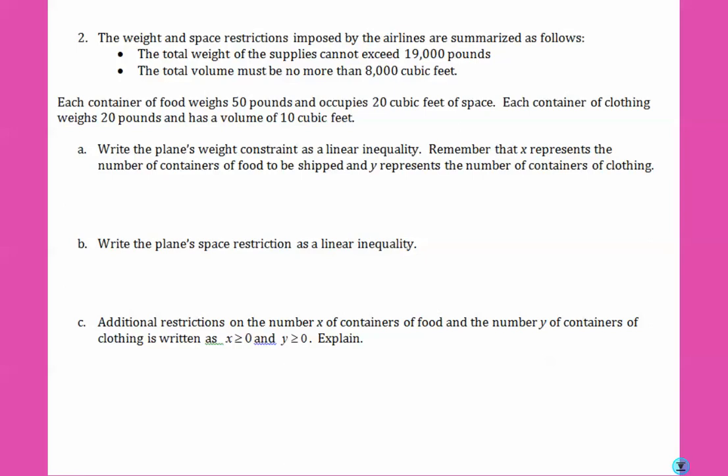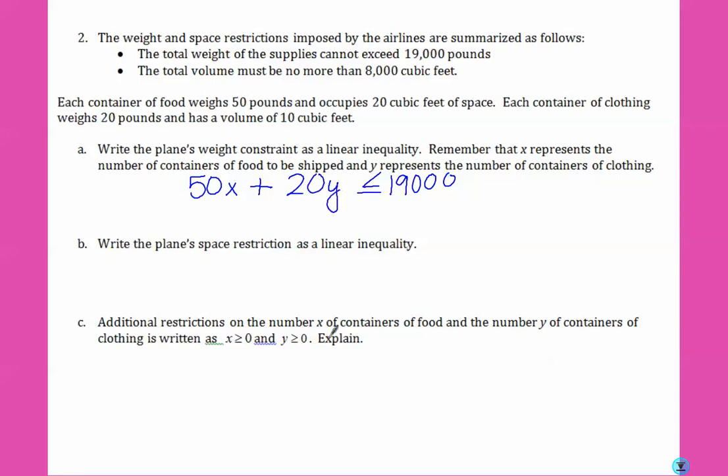So, weight constraint. What are we worried about for the weight? It can't be over what? 19,000. So do we want our containers to be less than or greater than? Less than or equal to. How much does a food container weigh? 50 pounds, so 50x. Plus, how much does a clothing container? So 20y.